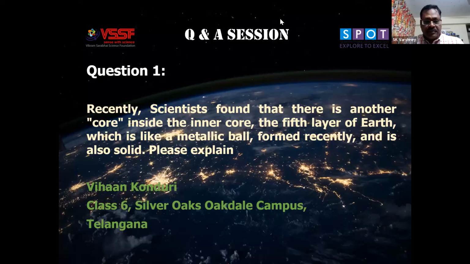It's pretty clear, and I would like to call upon Vihan Kondori, Silver Oak School, Hyderabad. Okay, sir. Recently, scientists found that there is another core inside the inner core, the fifth layer of Earth, which is like a metallic ball formed recently and is also solid. Can you please justify?